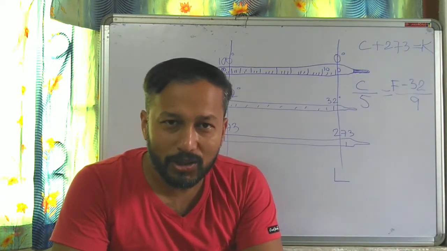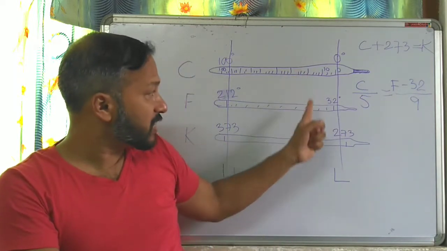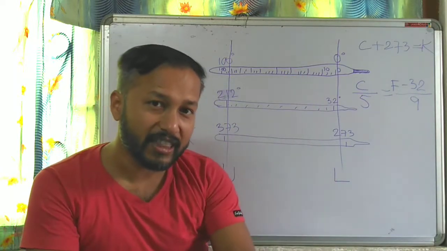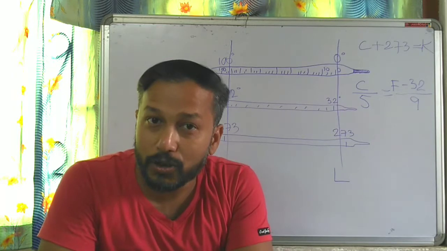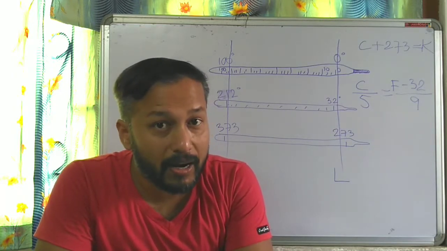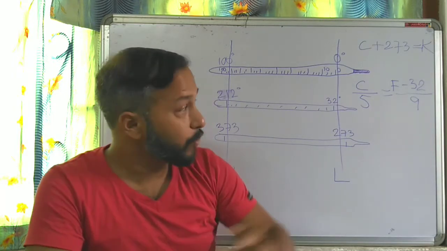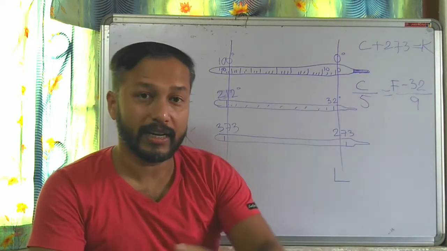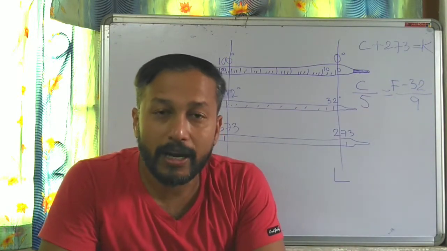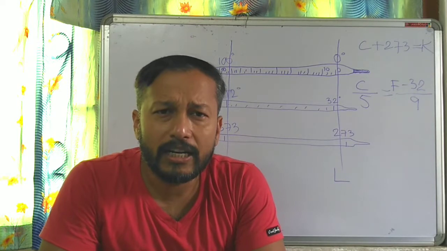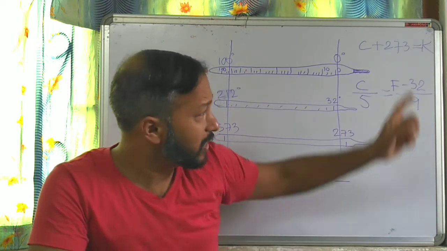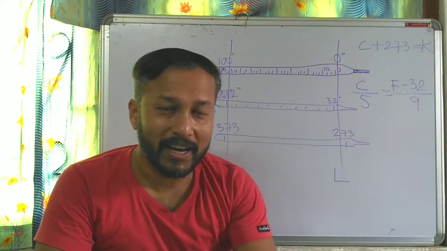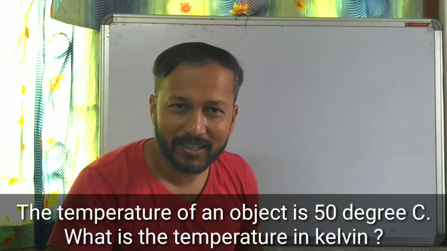So, I hope you understood this Celsius, Fahrenheit and Kelvin thermometer. And you also understood the lower limit and the upper limit of a thermometer. And you have to remember these two equations. Got it? Now we will go for some numericals based on these formulas. Let's see. Read the question carefully, which is displaying on your screen.